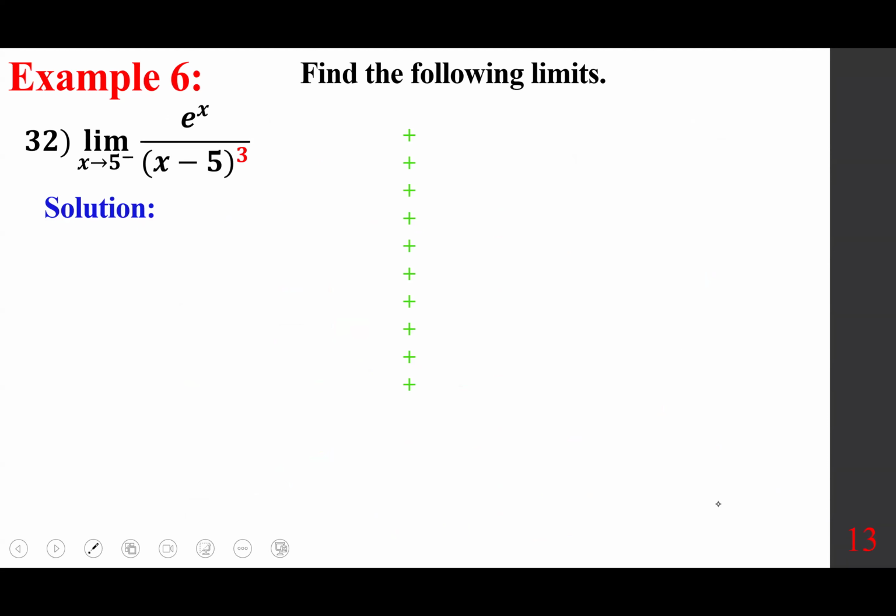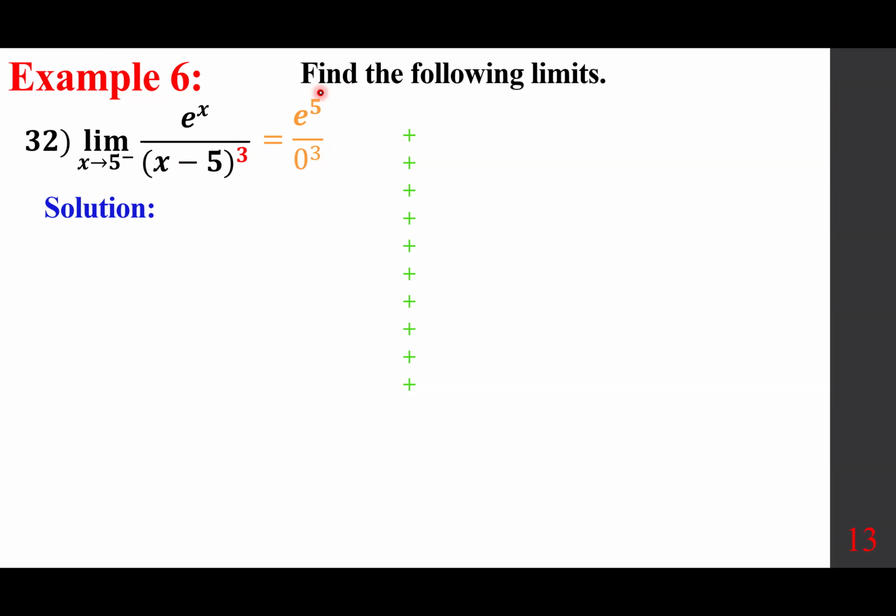Let's look at this example. Again, 5 is approaching from the left. For the numerator, it makes no difference: it is e to the power of 5. Whether e to the power of 4.999, or even from the right, 5.11, it makes no difference; it is e to the power of 5. This one is 0 to the 3rd power. Now this 0 is important to know whether it's from the left or right. The top doesn't make any difference. It's a positive number.